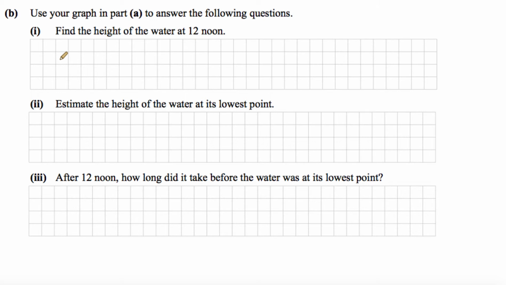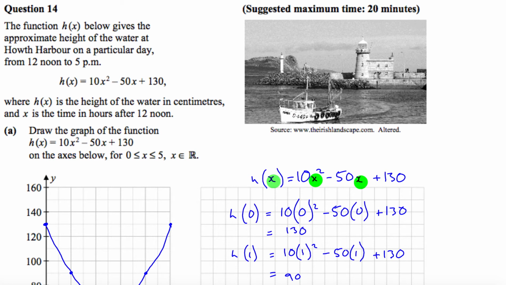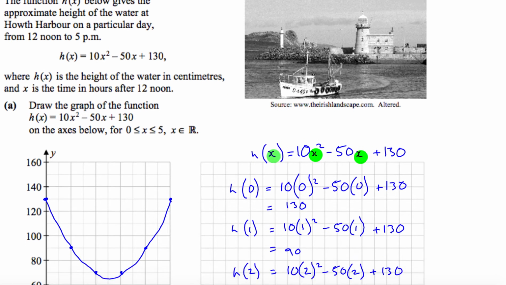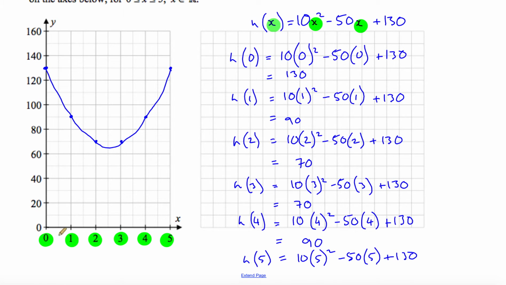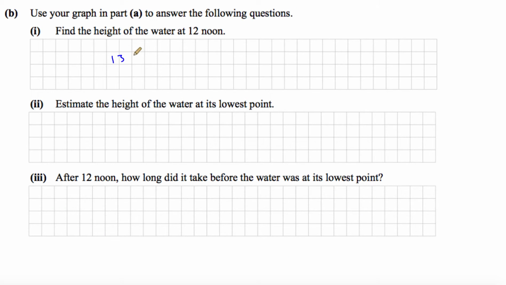B. Use your graph in part A to answer the following questions. Part 1, find the height of the water at noon. Okay, so let's go back. Now they said x is the time in hours after noon. So if it's at noon, x would be 0. So we can see there, at 0 we go up and the height is 130 centimetres. So 130 centimetres is the height at noon.